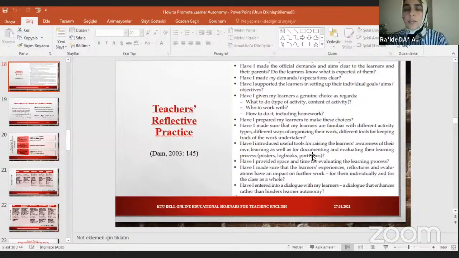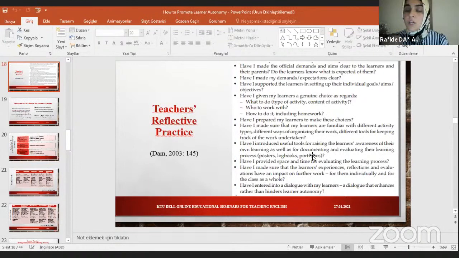So you should check if you give your learners some choices, or you can ask yourself, have I prepared my learners to make some other choices? Have I made sure that my learners are familiar with different activity types, different ways of organizing their work, and different tools for keeping track of their work?